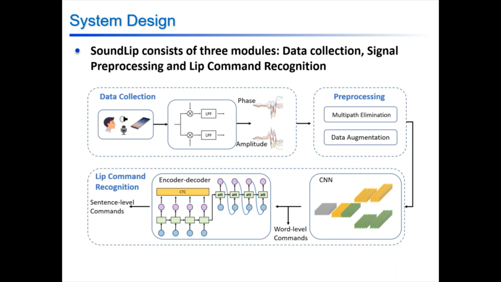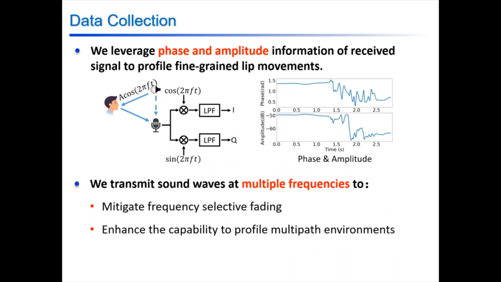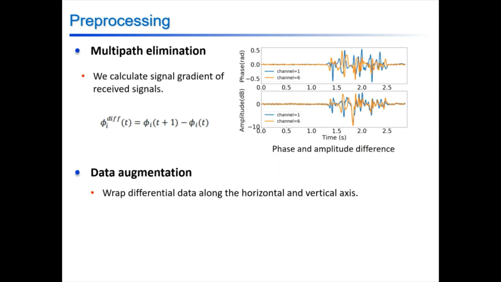Here is the system design, which consists of three modules: data collection, signal pre-processing, and lip command recognition. In data collection, we use the IQ modulator to get phase and amplitude values. Moreover, we simultaneously transmit sound waves at multiple frequencies to mitigate frequency selective fading, as well as enhance the capability to profile multipath environments.